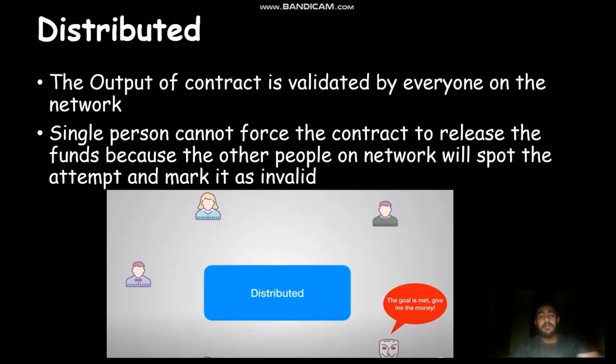Secondly, it is distributed. The output of the contract is validated by everyone on the network. A single person cannot force the contract to release the funds, because the other people on the network will see that the attempt is invalid.